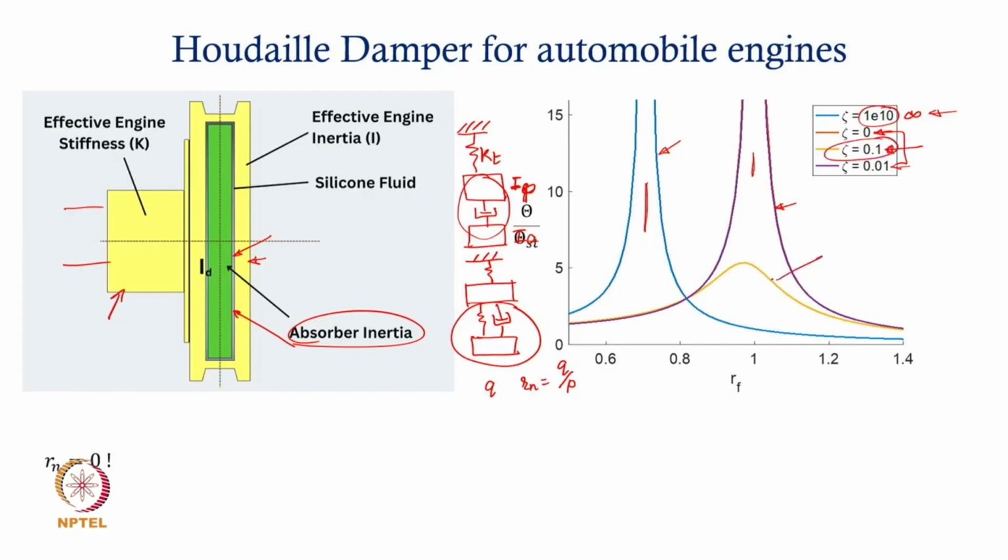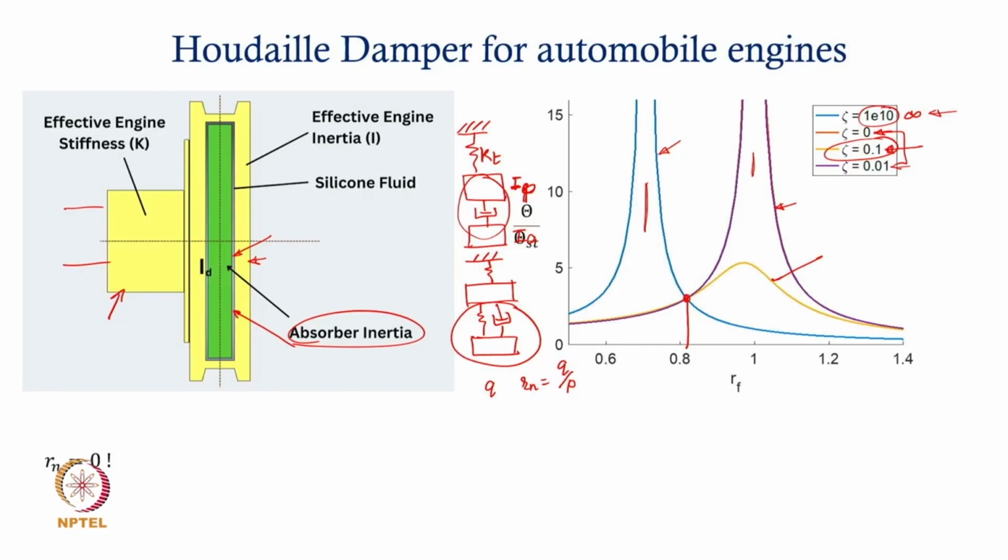With 0.1, this is what you get. And the way we saw in the previous case, we have an interesting value of the forcing frequency ratio where all the graphs, irrespective of the damping, pass through.